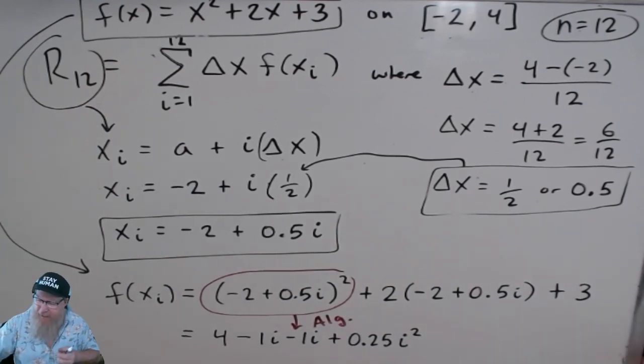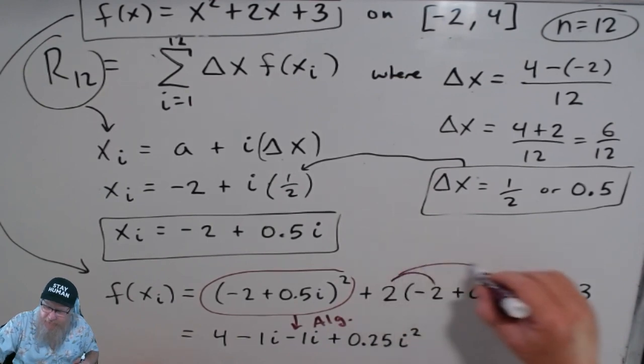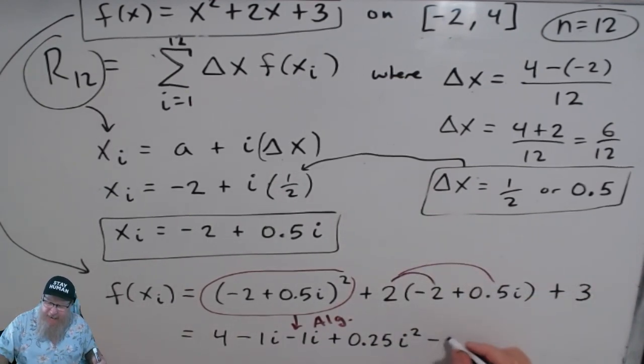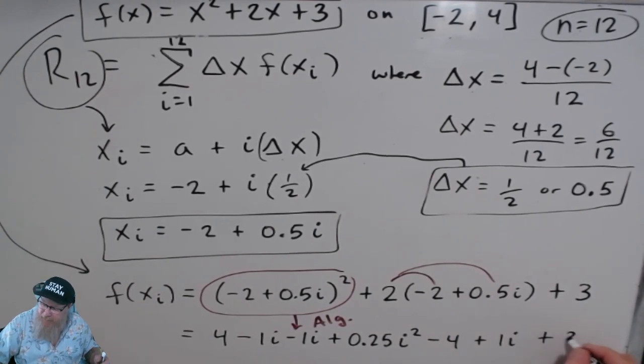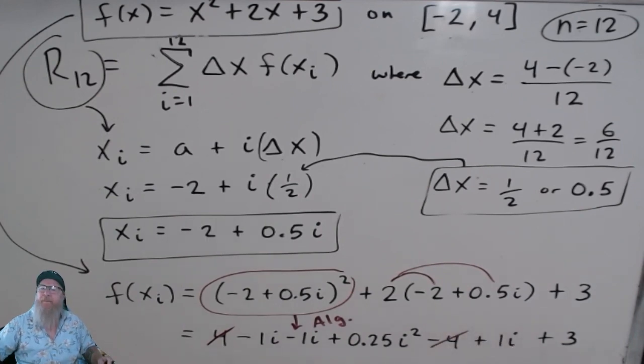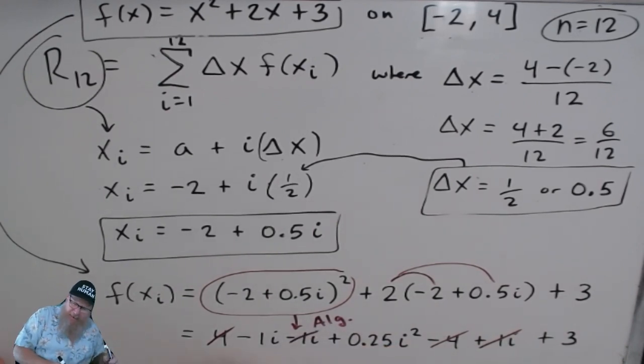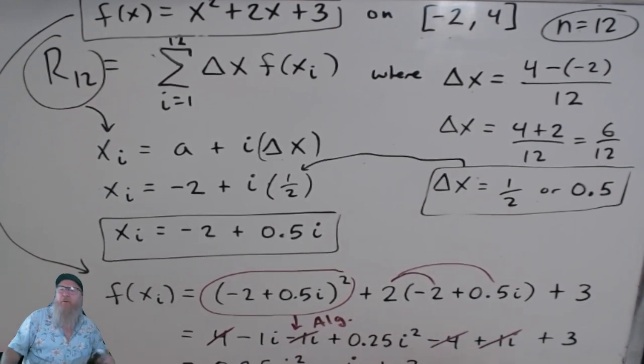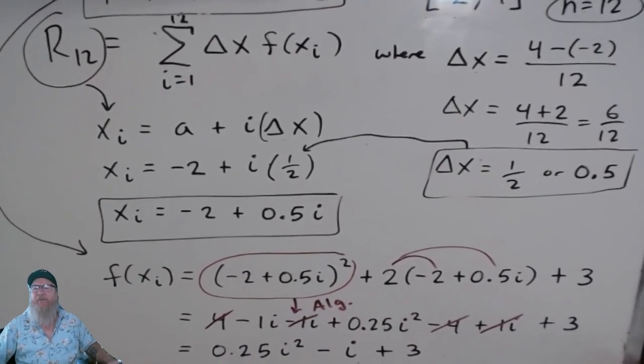All right. Now the rest of these are pretty easy. Just distribute. So you're going to get -4 and +1i, 2 times a half, and then plus 3. And then let's cancel the 4s. Let's cancel one of these i's. And so we have 0.25 i squared minus i plus 3.